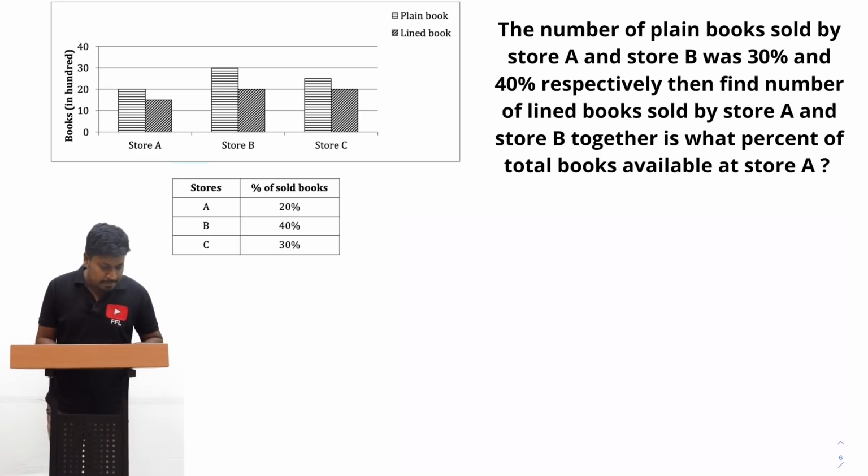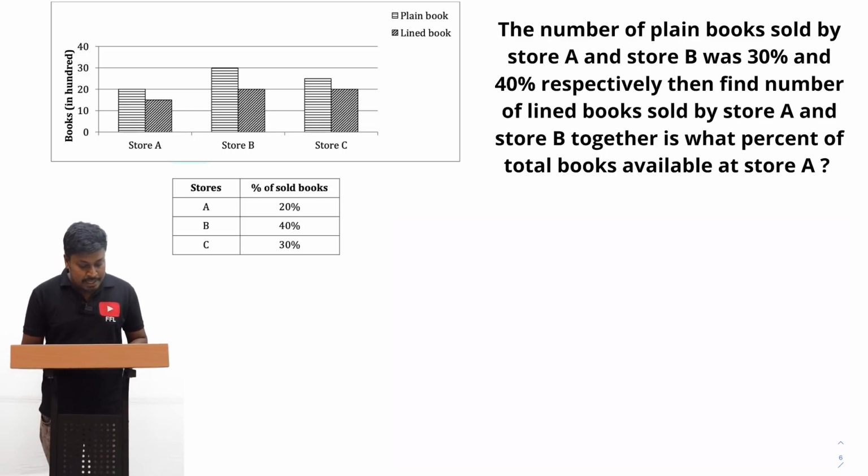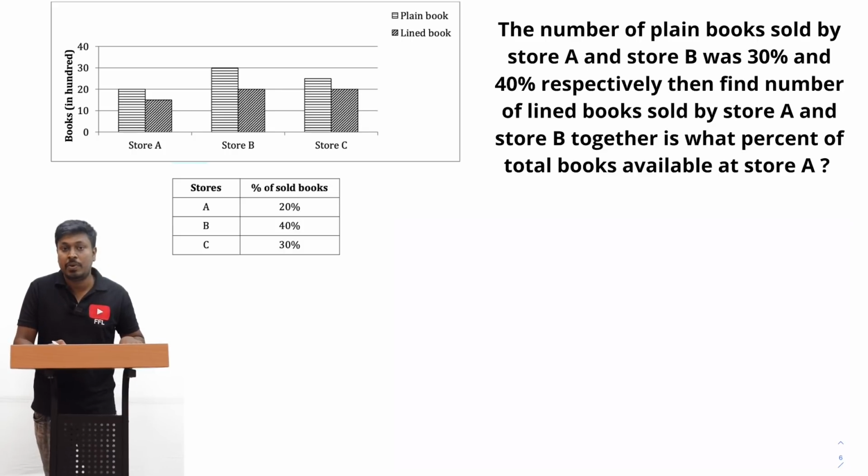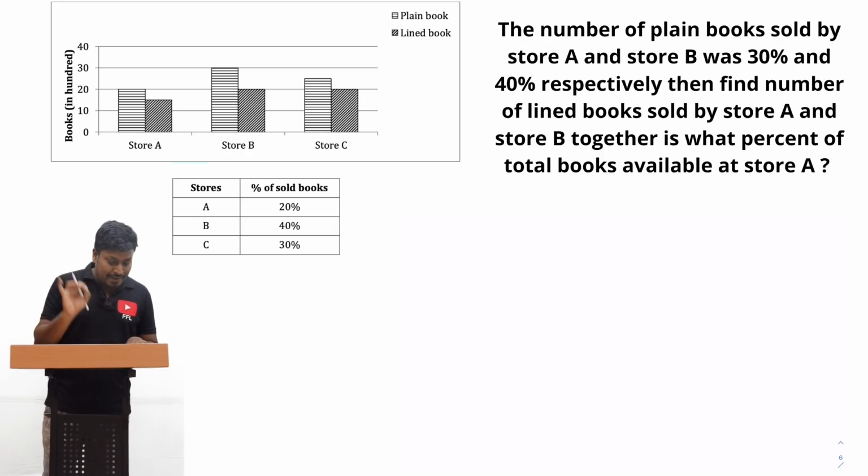First question. The number of plain books sold by A and B was 30% and 40% respectively. Just see the number of plain books sold. Then find the number of lined books sold by A and B together, as a percentage of the total books available from store A. The question based on X is what percentage of Y. The formula will be X divided by Y into 100. So the value of Y will be the total number of books available in store A.